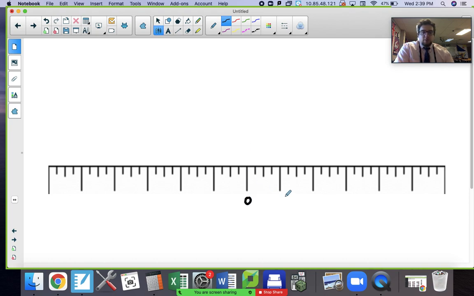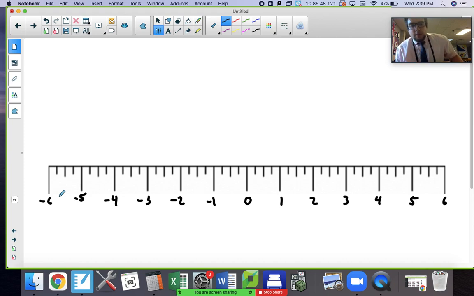So I'm going to put 0 right here in the center. 1, 2, 3, 4, 5, 6. And then over here we have the negatives, -1, -2, -3, -4, -5, and -6. So in between every whole number is a whole bunch of decimals. So we like to think about the number line a lot like money.